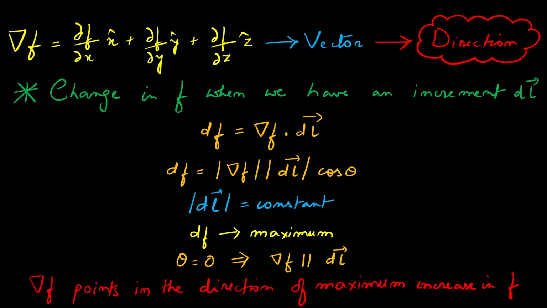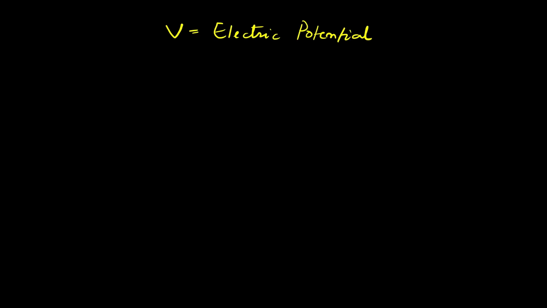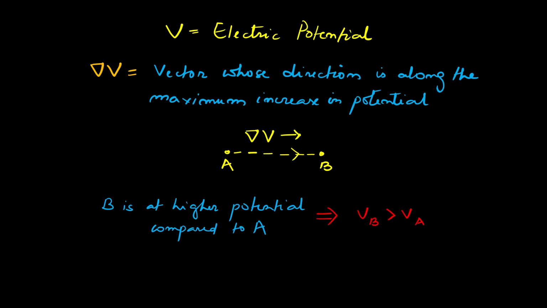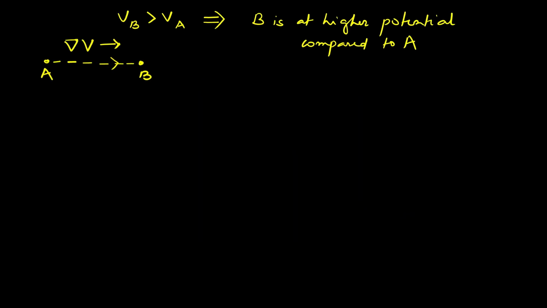Now let us come back to electric potential. This is a scalar function. Now if I take the gradient of this scalar function, then it will give us a vector whose direction is along the maximum increase in the potential. Let us assume that this direction is from A to B. Then we can say that the potential at B is higher compared to the potential at A. This is what we have learned just now, that if the gradient of the electric potential is pointing from A to B, then B is at higher potential compared to A.